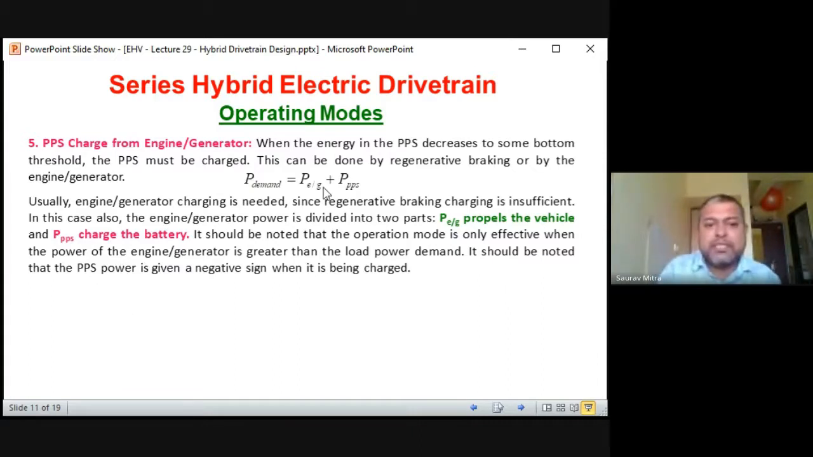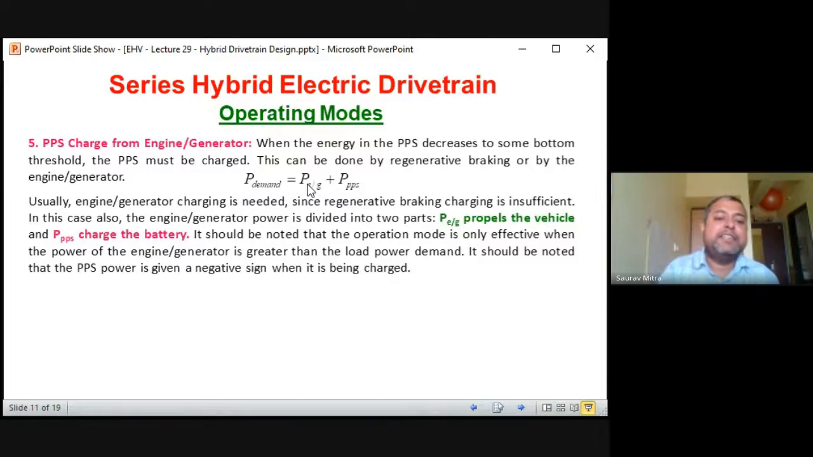So in this case, P demand is PEG plus PPS. Okay, so in this case, P demand is equal to PEG, so whatever is the demand is actually supplied by the PEG, and in the second case, PEG also supplies the PPS. It should be noted that this operating mode is only effective when the power of the engine generator is greater than the load power demand. It should be noted that the PPS power is given a negative sign when it is being charged. So in this case, the PPS will have a negative part. That means PEG is equal to P demand plus PPS. Okay, that is what we find.